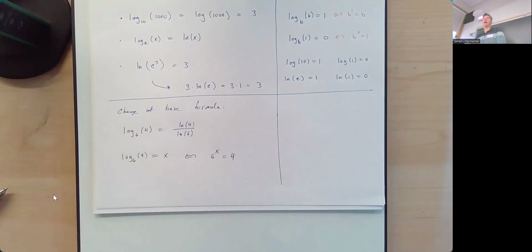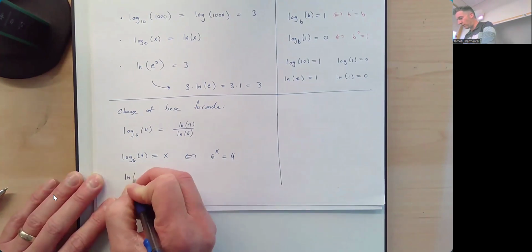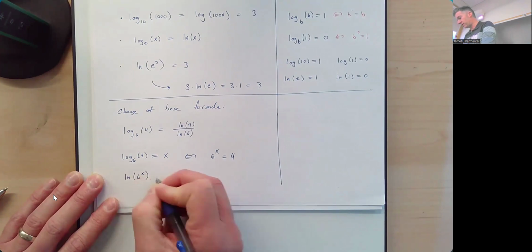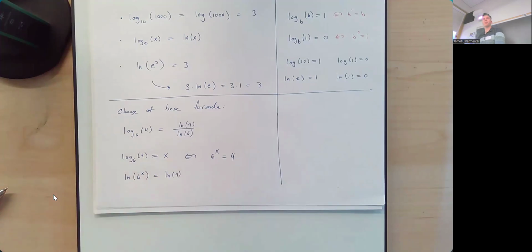And then we're going to take the natural log, or really any logarithm base you like. I just like the natural log because it's less writing. But we'll write the general formula in a second. I'm going to take the natural log of both sides. The natural log of 6 to the x is equal to the natural log of 4.